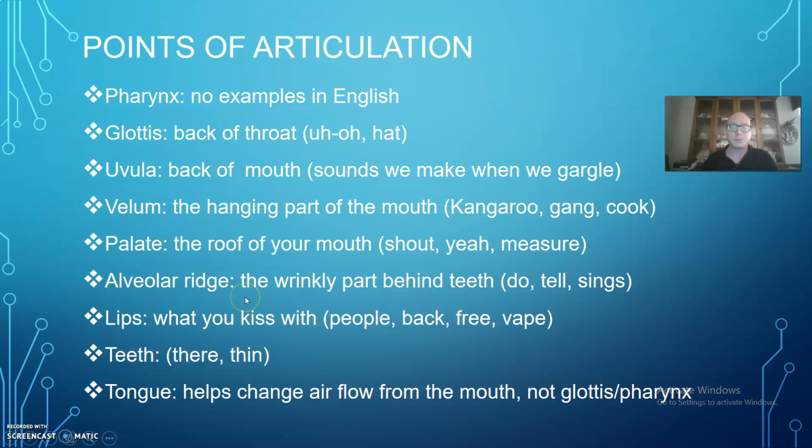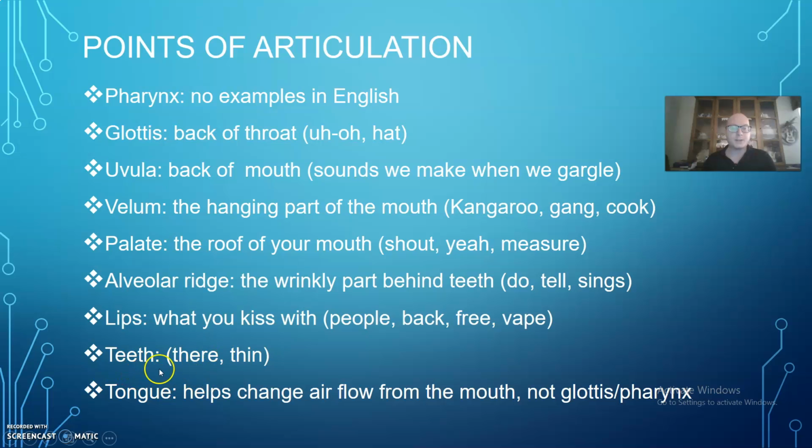Alveolar ridge, which is basically the wrinkly part of your mouth. This is where we make a lot of sounds. A lot of languages use this part of the mouth to make sounds like d, t, s, z. Okay? Lips, obviously, the gateway to your mouth to allow air and sound to travel out. And also what you use to kiss your mom with, or maybe your lover. We use this to make many sounds like p, b, which we're discussing today, as well as f, v.